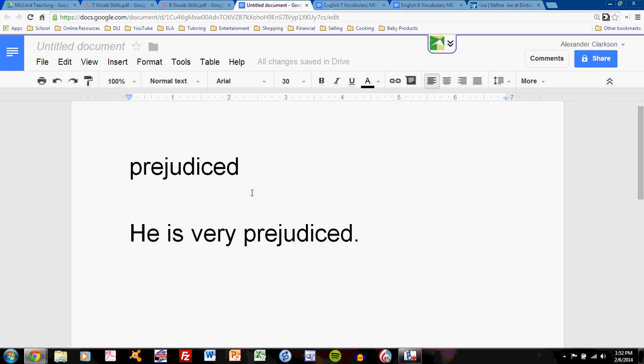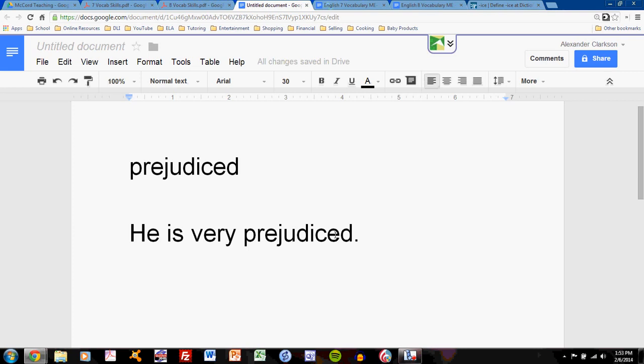Is it a complete sentence? Sure. Does it use the word according to its correct part of speech? Sure. Prejudiced is an adjective, and in this sense, prejudiced is describing him. So it's being used as an adjective. Not a problem. Is it spelled correctly? Of course it is. So it's already met 3 of the criteria that we need.